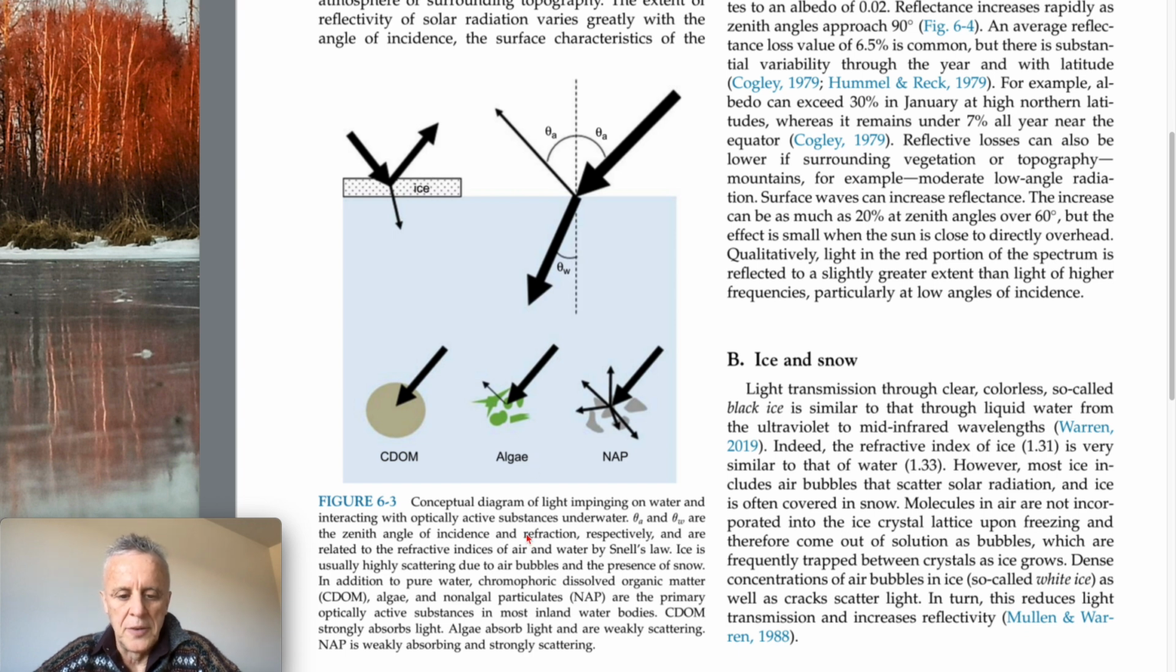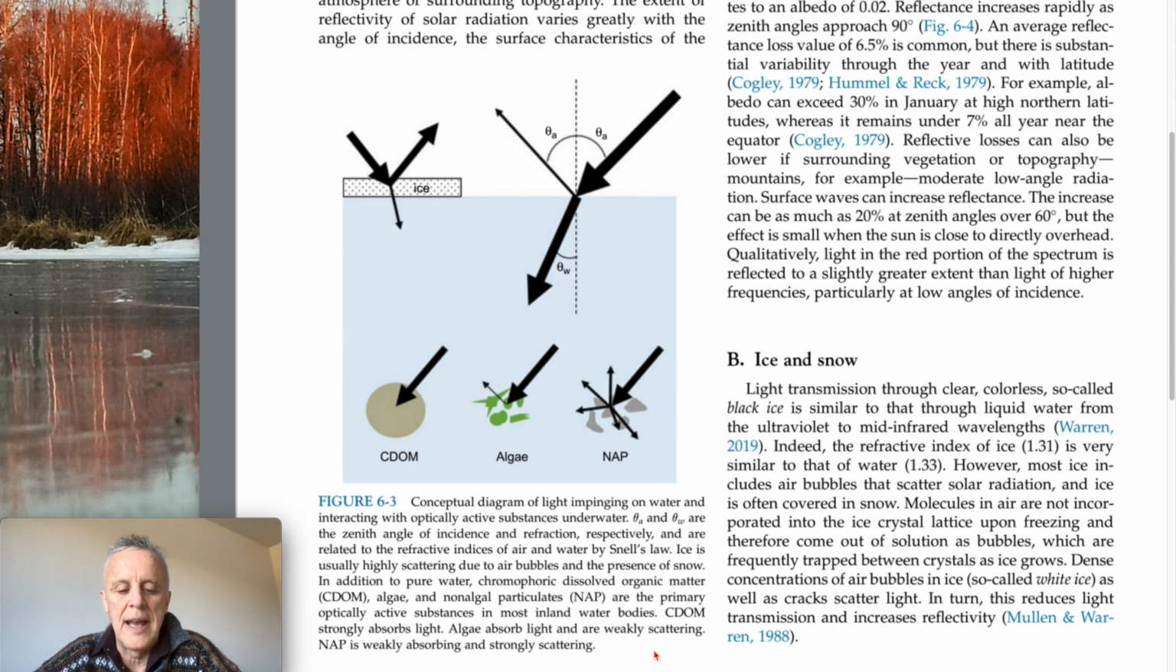These are the zenith angles of incidence and refraction respectively, and they are related to the refractive indices of air and water by Snell's law. Ice is usually highly scattering due to air bubbles and the presence of snow. In addition to pure water, chromophoric dissolved organic matter, CDOM, algae, and non-algal particles, NAP, are the primary optically active substances in most inland water bodies.